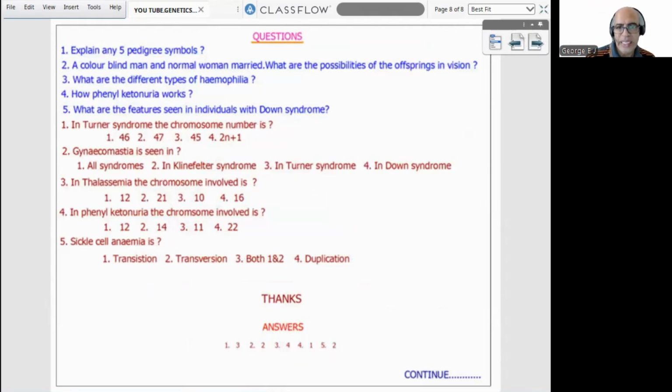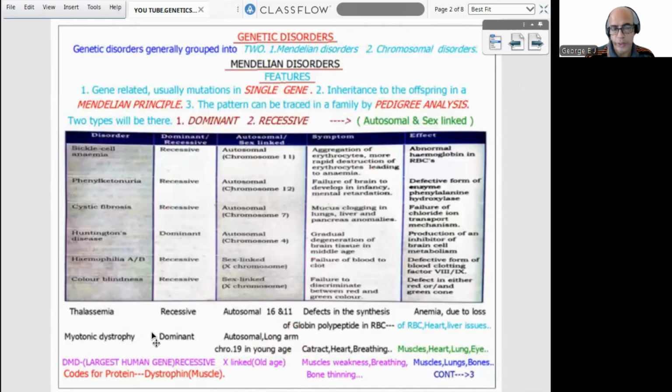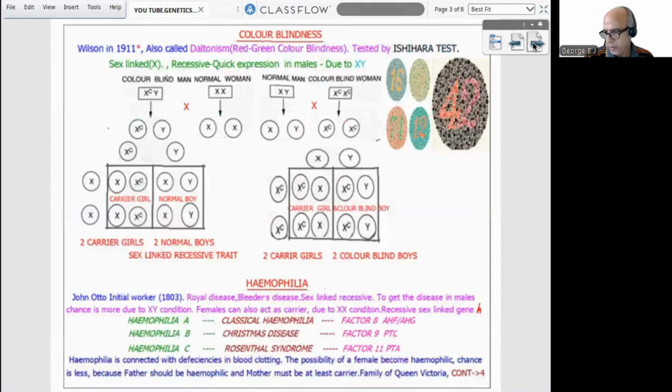So what all things did we learn in this episode? The last part of principles of inheritance and variation, 3 items: pedigree analysis, Mendelian disorders, chromosomal disorders. In pedigree analysis, symbols, 2 family trees, then genetic disorders. You can find what genetic disorders are, then Mendelian disorders, then a table. After that, 3 other diseases. Then each one: color blindness, name, features, chromosomes, sex-linked, etc. Then hemophilia, and how that is inherited, just like the previous case. Then sickle cell anemia is the next one.